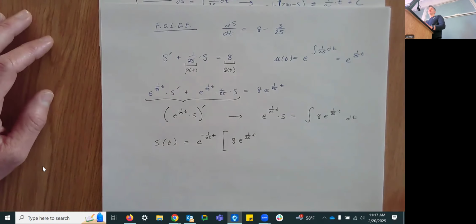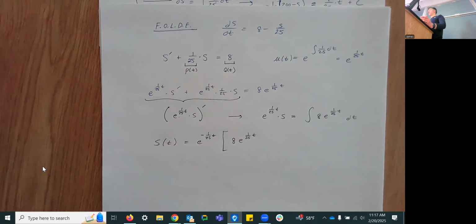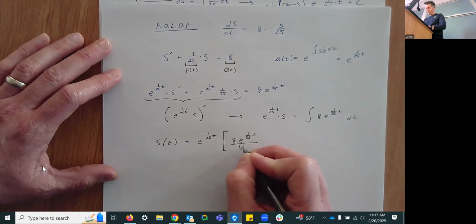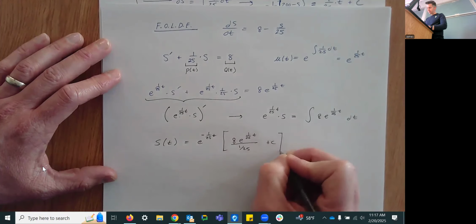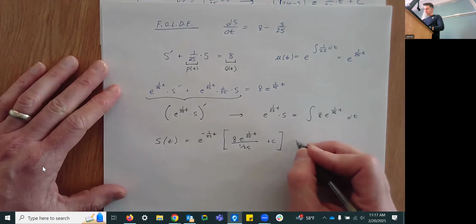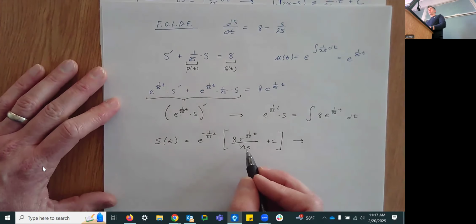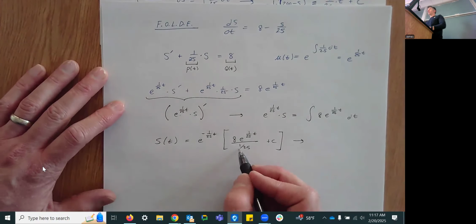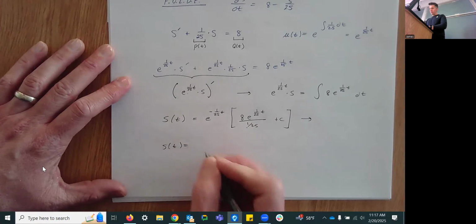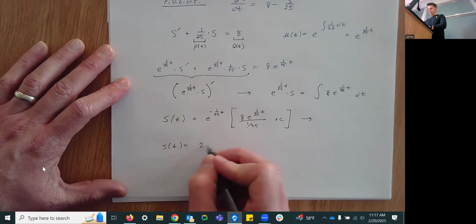divided by what? Right, which is multiplying by 25. I'll write divided by 1 over 25. Plus c. All right, let's simplify and distribute. So we're going to get, 8 times 25 is, once again, 200. So we're going to get s of t is equal to 200.